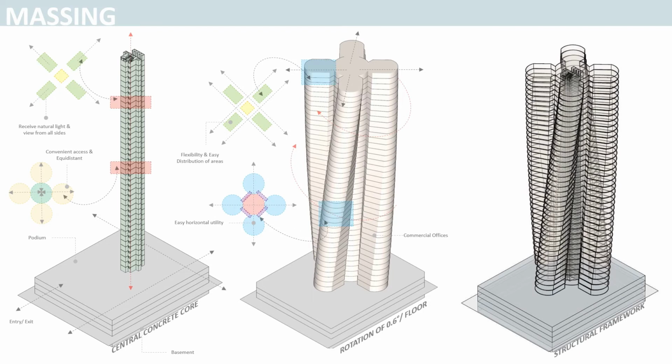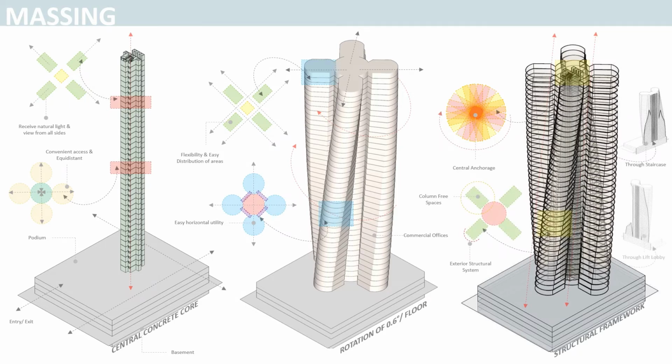From the processes followed in the previous 4 ideations, the final form zeroes down to have a rotational magnitude of 0.6 degrees for each floor. With 4 different branches revolving around a central octagonal core, the skeletal structural framework has been displayed towards the right-hand side.